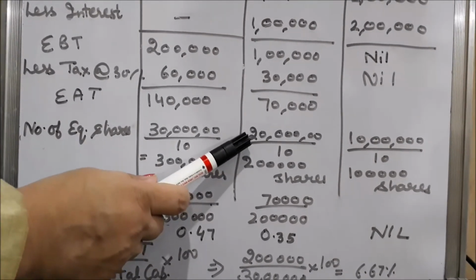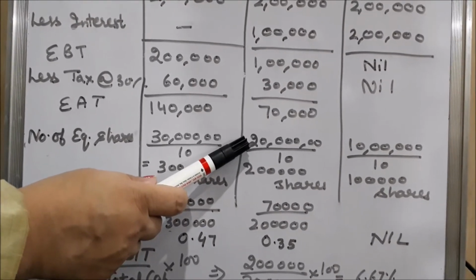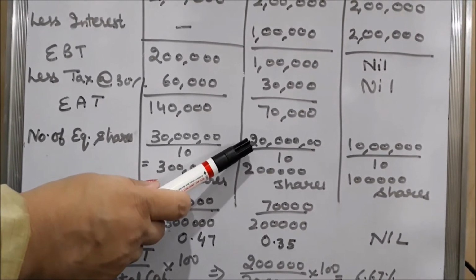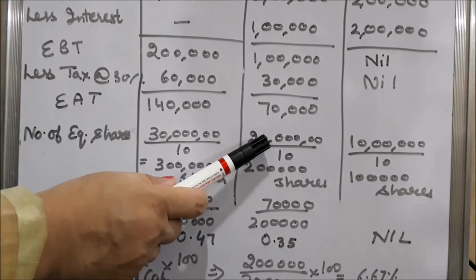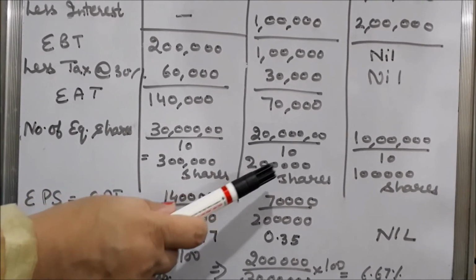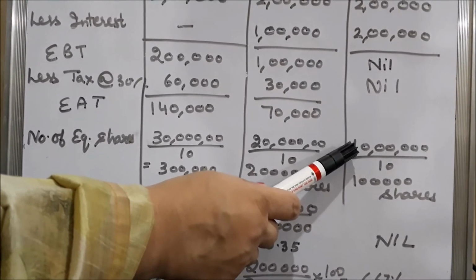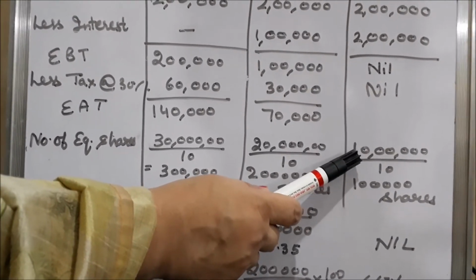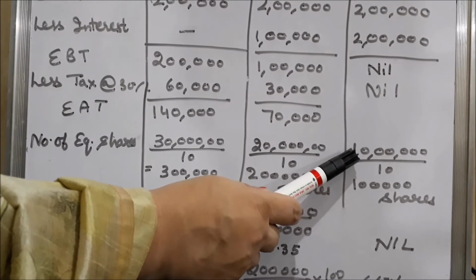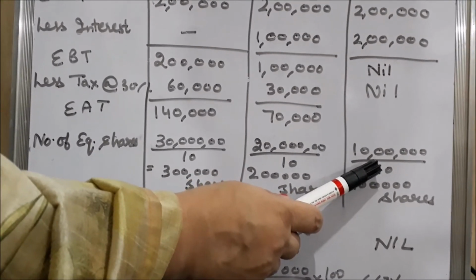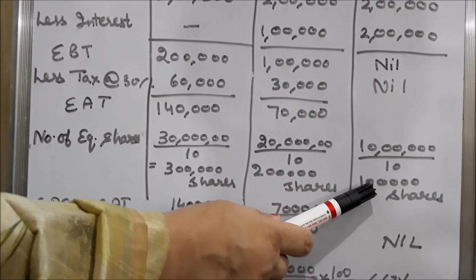In the second situation, 10 lakh was debt. It means equity share capital is 20 lakh. Divide it by 10, I am getting 2 lakh shares. In the third situation, 20 lakh was debt, so equity is only 10 lakh. Divide it by 10, I am getting 1 lakh equity shares.